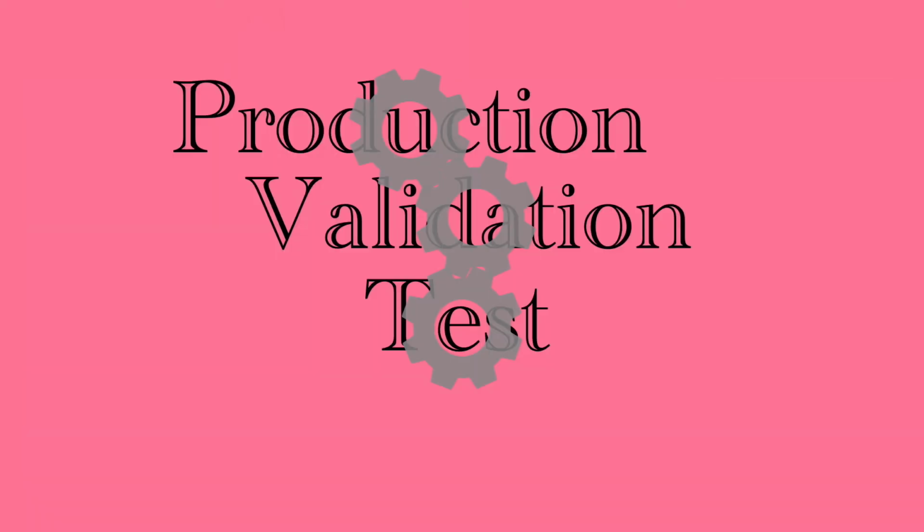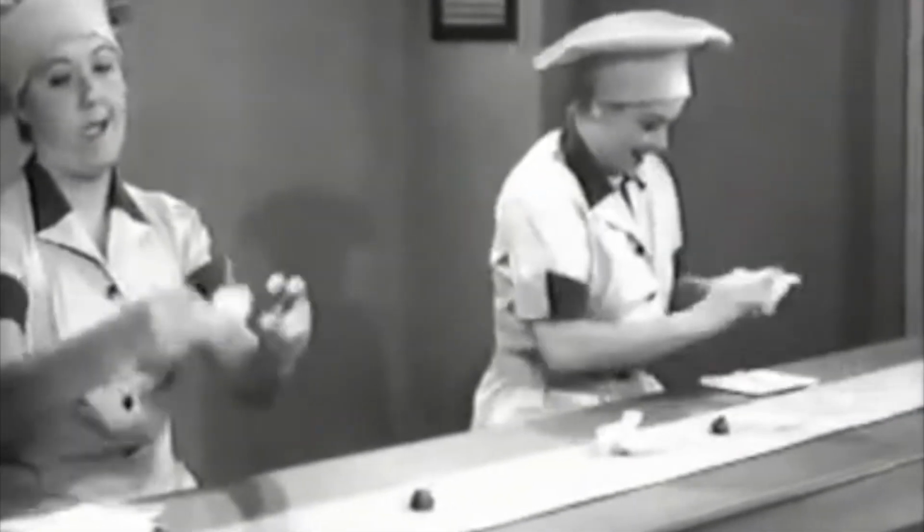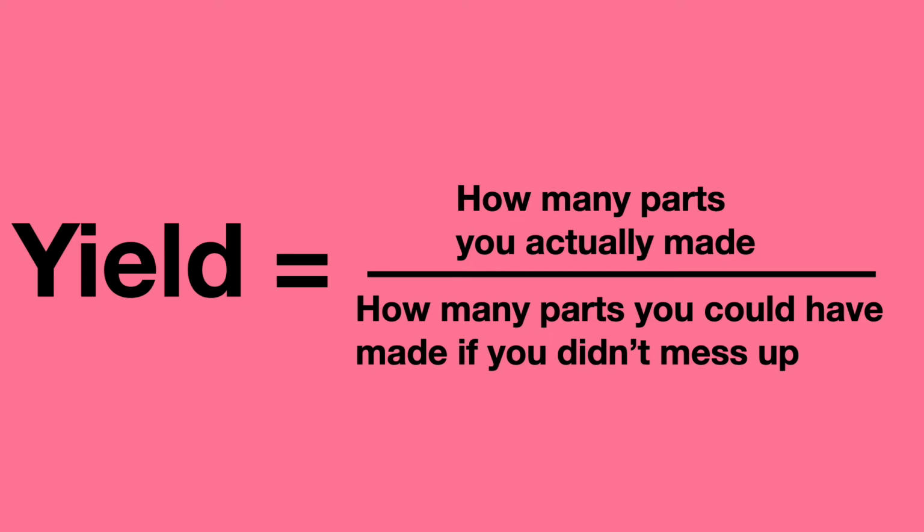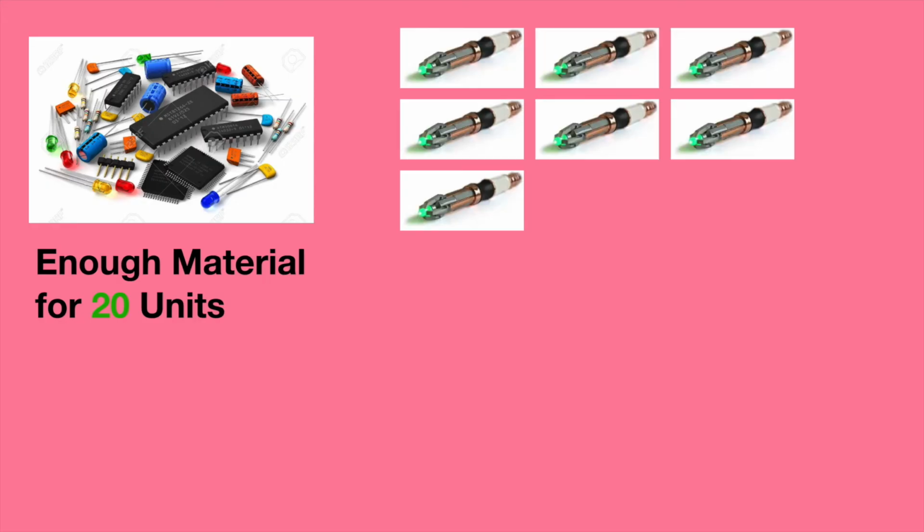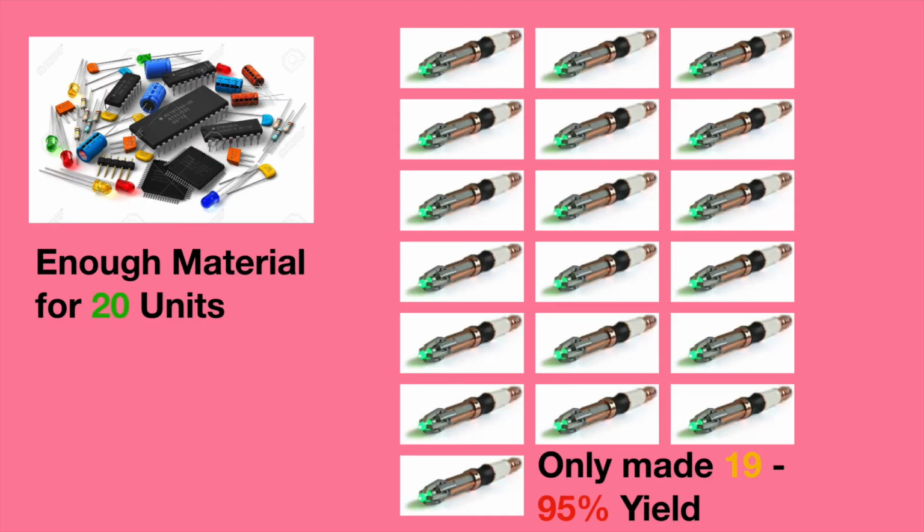This brings us to PVT, Production Validation Test. The focus of PVT is to optimize for throughput and yield. Desired throughput and yield varies by product type, but a decent rule of thumb for a new product is to have a minimum yield of 95%. And that's EVT, DVT, and PVT.